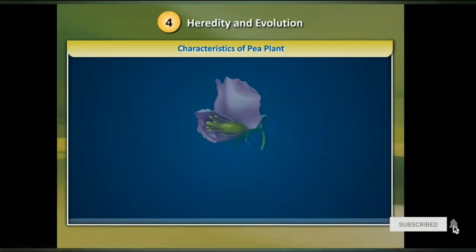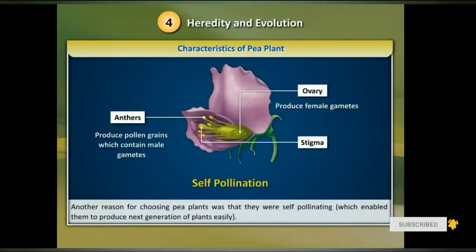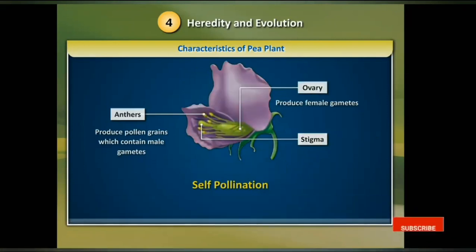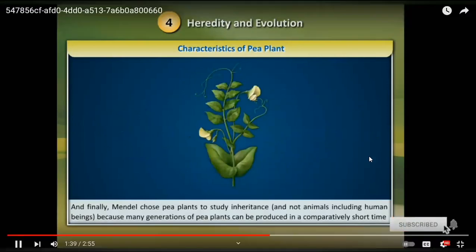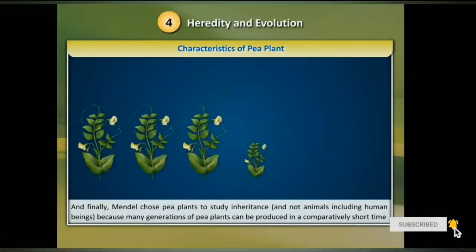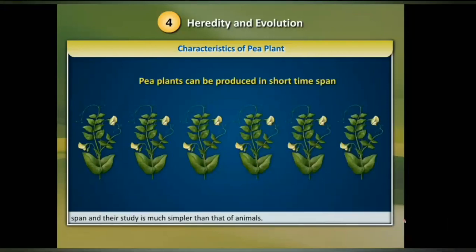Another reason for choosing pea plants was that they were self-pollinating, which enabled them to produce the next generation of plants easily. And finally, Mendel chose pea plants to study inheritance and not animals, including human beings, because many generations of pea plants can be produced in a comparatively short time span, and their study is much simpler than that of animals.